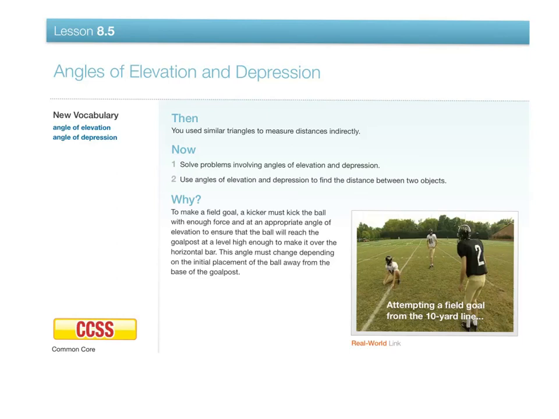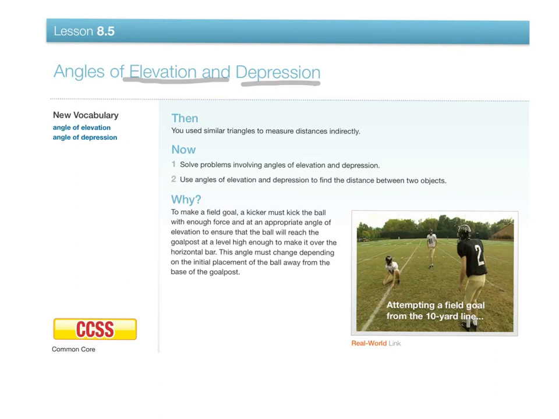Okay, so 8.5, angles of elevation and angles of depression. What's the difference? Well, elevation is when you're looking up, depression when you're looking down. When you normally look, you look horizontal. So when you're looking up at an aircraft in the sky, you're looking up at an elevation.